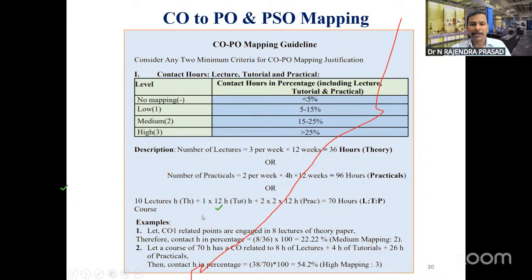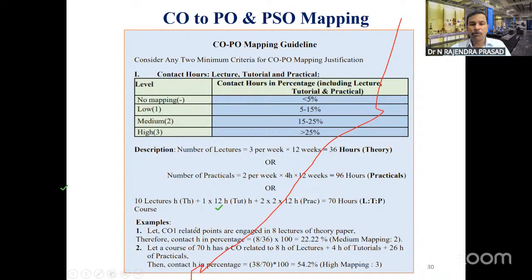You see here 10 hours of lectures, 12 hours of tutorials, and 48 hours of practicals. Total 70 hours of duration should be dedicated to complete a course. So 70 is for 100%. Out of this, how much for practical? 48 hours. You convert that to percentage, to which CO that practical content will be coming. Map that with the level either 1 or 2 or 3.